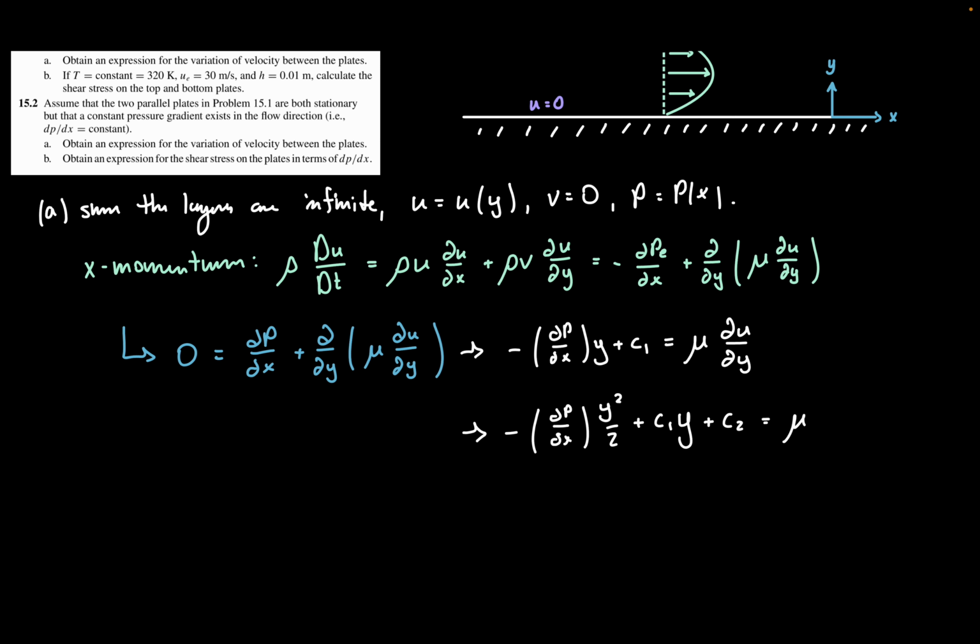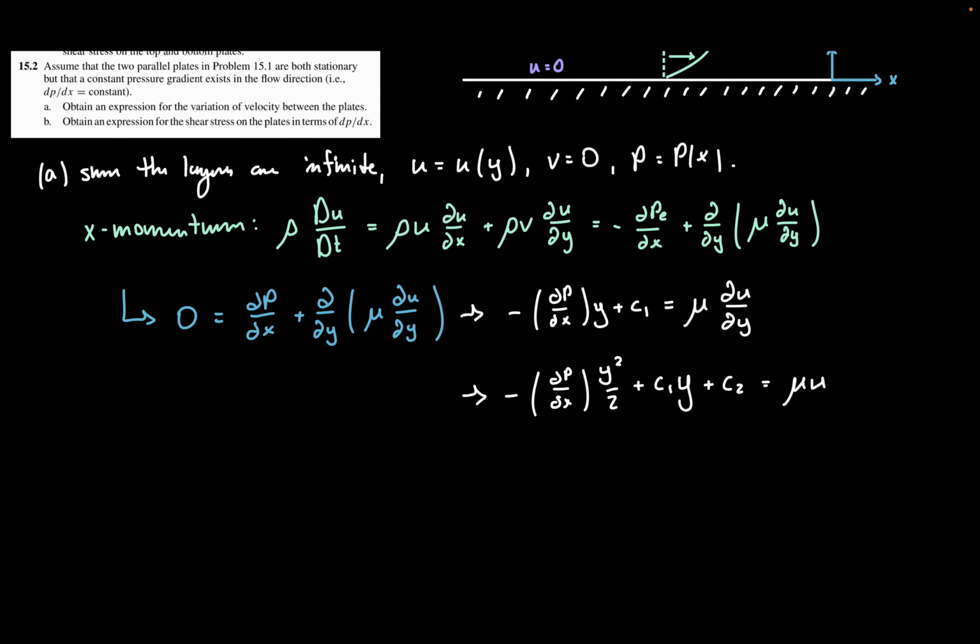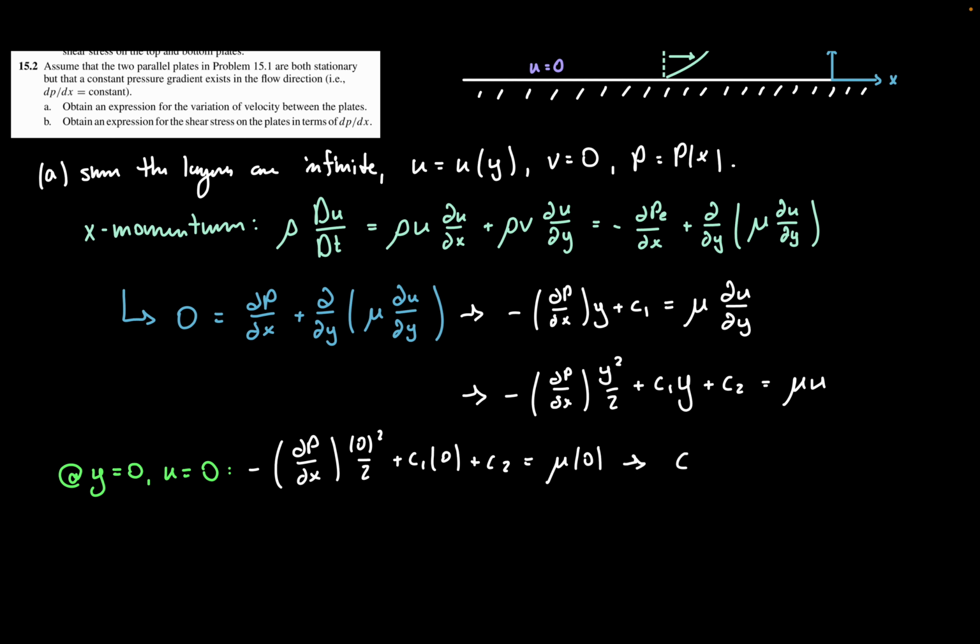And then that'll be equal to mu times u. So now the next step that we can do is we can look at the boundary conditions. So at y is equal to 0, the velocity is also equal to 0. So with this in mind, we can plug in those values. So we get dp over dx times 0 squared over 2 plus c1 times 0 plus c2, and this will be equal to mu times 0. So here we can infer that c2 is going to be equal to 0.